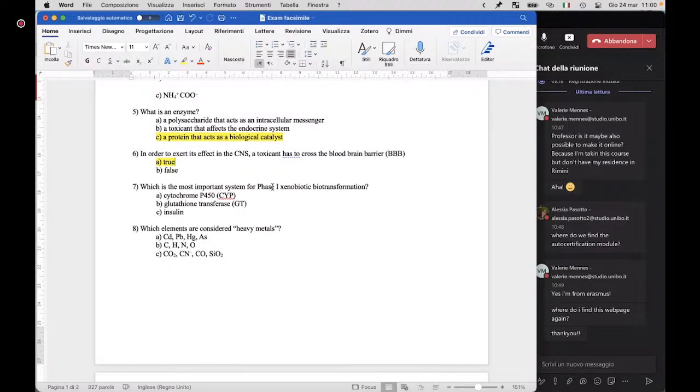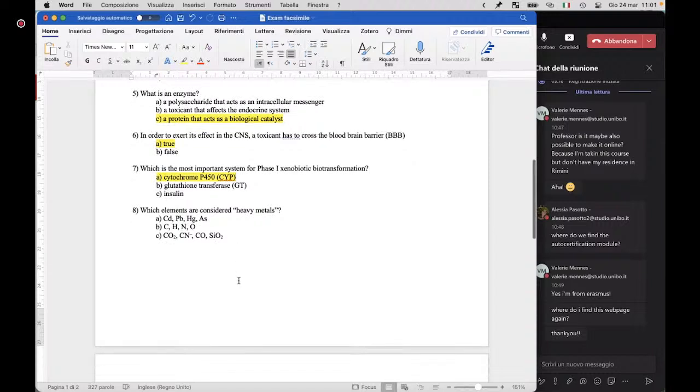Which is the most important system for phase 1 xenobiotic biotransformation: cytochrome P450, glutathione transferase, or insulin? Again, one of the answers is clearly wrong. Insulin is a hormone, okay? And among the other two, one is true, and in this case it's cytochrome P450, since glutathione transferase is a phase 2 biotransformation enzyme, since glutathione conjugation, just like the name says, is a conjugation, so it's a phase 2 biotransformation.